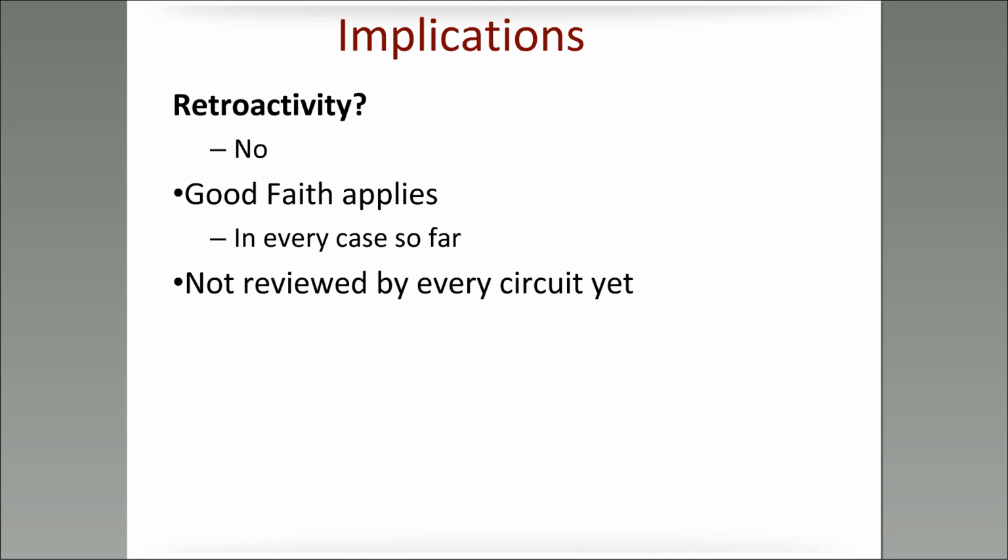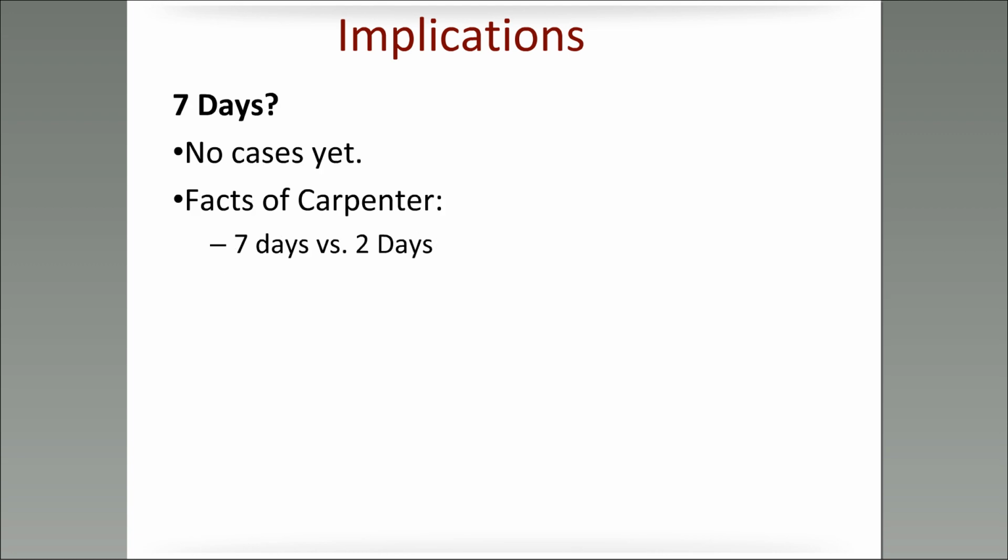And of the 250 cases that have interpreted Carpenter since it came out June 22nd, and think about that, I mean, there are more cases that interpreted Carpenter than there are days since Carpenter came out. Most of the cases that interpreted Carpenter deal with retroactivity, and while I haven't read all of them, I've read the Federal Circuit ones, and they have all held exclusionary rule doesn't apply. Carpenter is not retroactive. Evidence obtained through these orders prior to June 22nd are admissible.